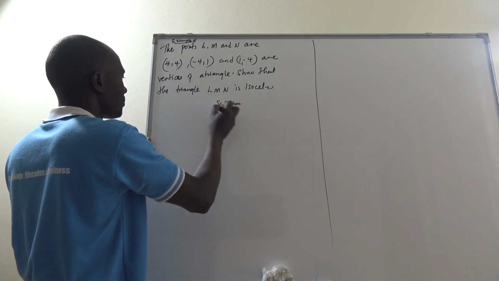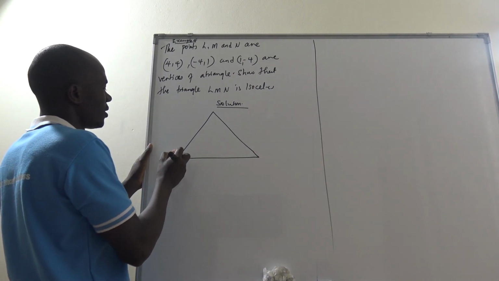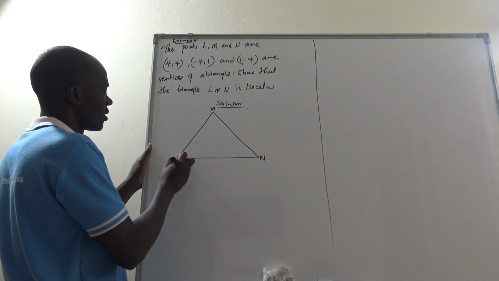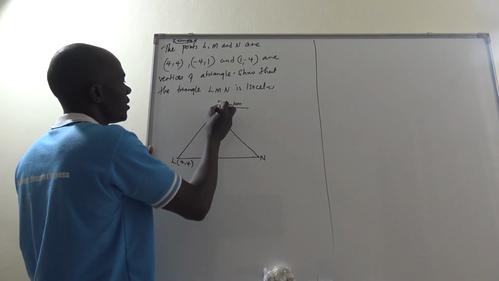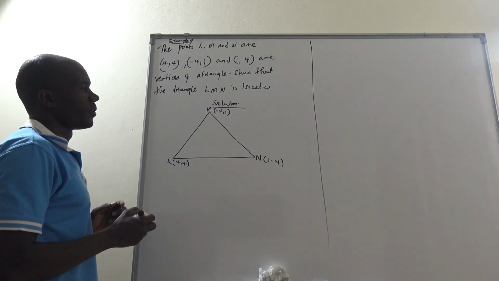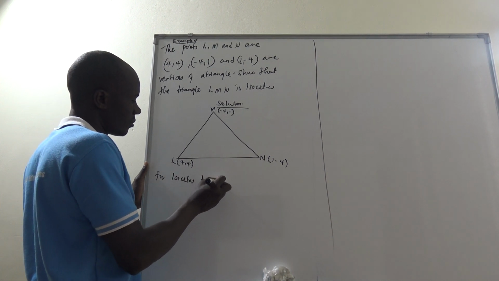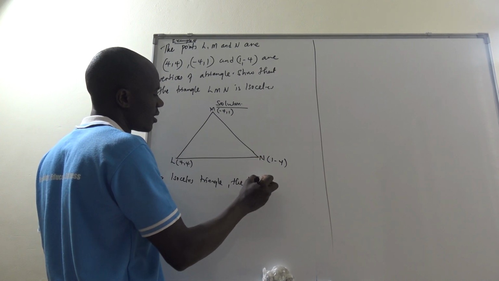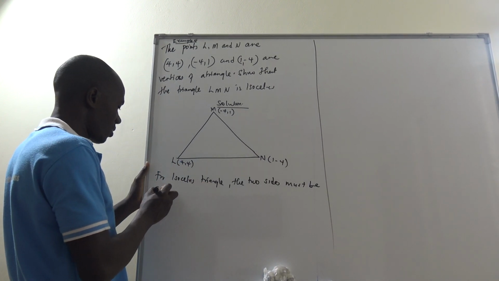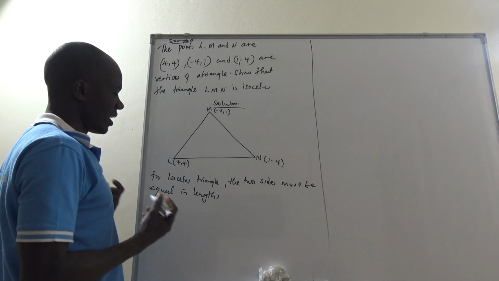This is our solution. Let's try to sketch. I've got this is L, M, N, and point L is (4, 4), point M is (-4, 1), and point N is (1, -4). So for it to be isosceles, for an isosceles triangle, the two sides, or the two lengths, must be equal in lengths. So we want to prove: are the two sides having equal lengths?